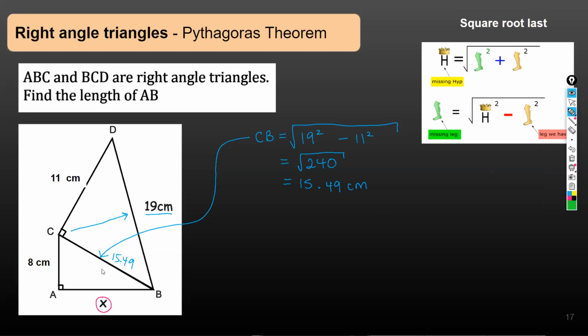Now, remember, the aim of the question is to find who? X. Look at the triangle underneath now. What is X in that scenario? Is that a hypotenuse or is that a leg? Right, and X, which is AB, is definitely a leg. Who is the hypotenuse for the small triangle? The answer we just found, the 15.49. It is the hypotenuse for the underneath triangle. So to find X, we have to do what? We have to use the one with the minus sign. So to find X is this here, right?